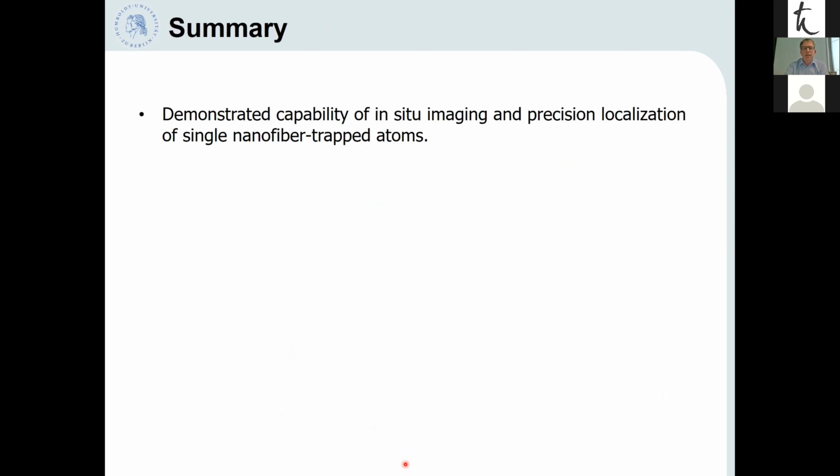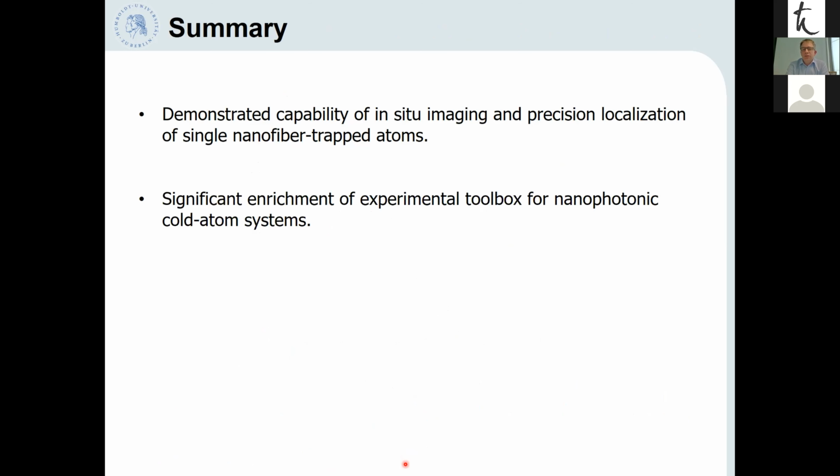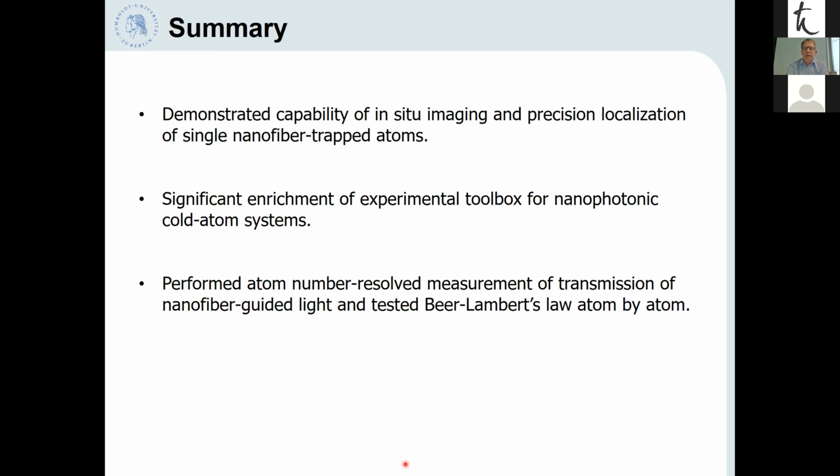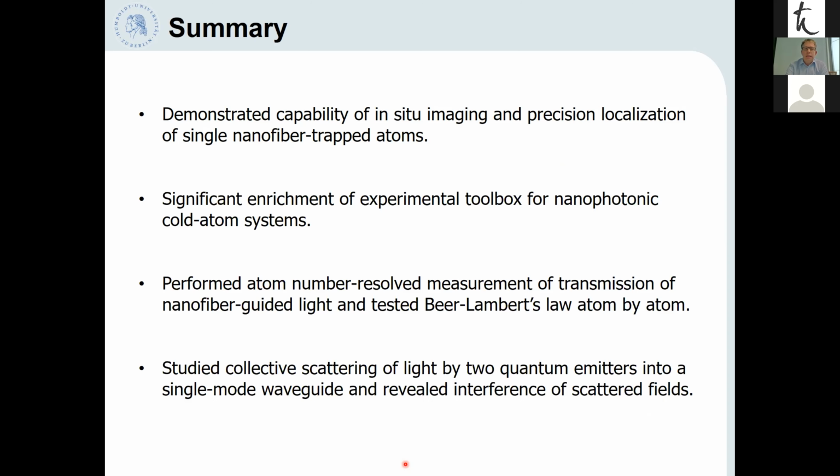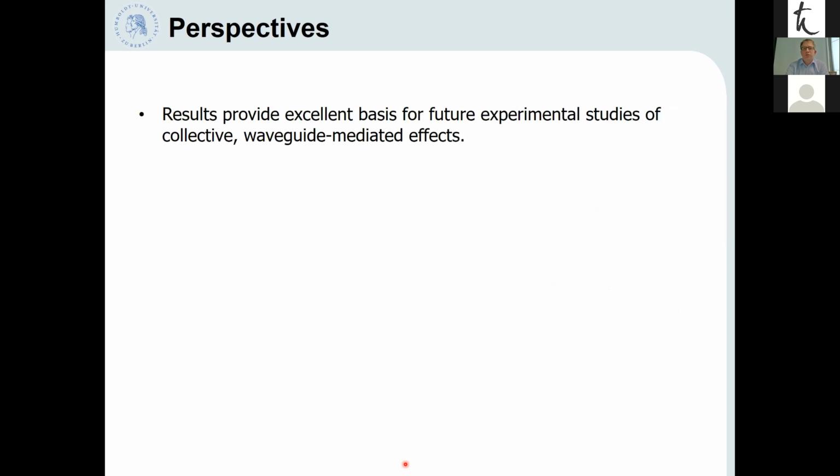So with this, let me summarize. We demonstrated here the capability of performing, localizing and imaging single nanofiber-trapped atoms in situ, so while they are trapped. This significantly enriches, in our view, the experimental toolbox for nanophotonic cold atom systems. And to show this, we performed two experiments, one where we did a number-resolved test of the Beer-Lambert law, and then we also studied the collective scattering of light by two atoms on our nanofiber and showed that there's interference between the scattered fields. Now, where will all this lead to?